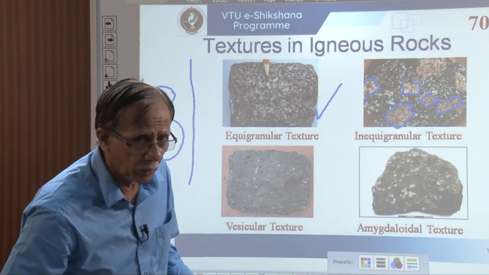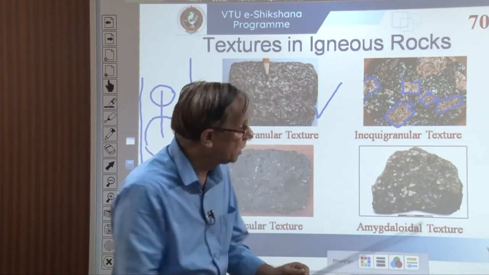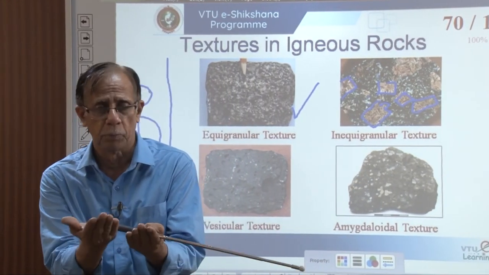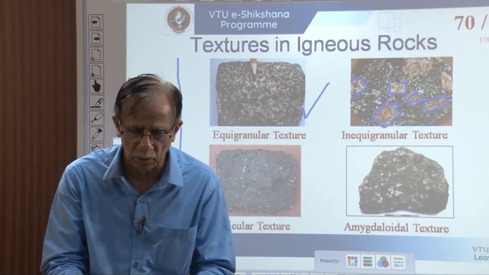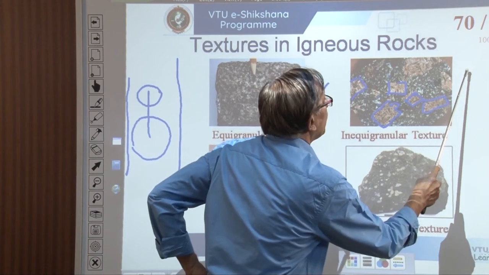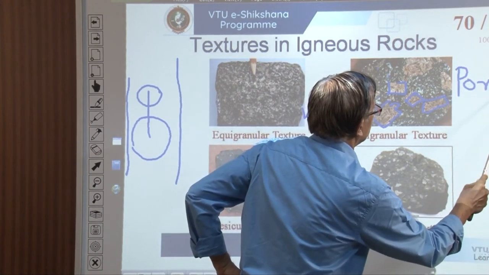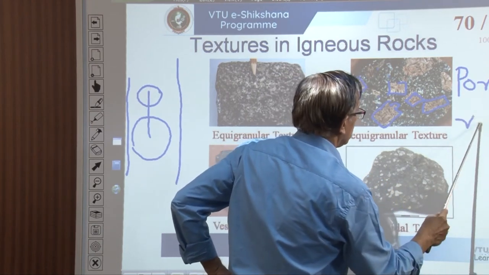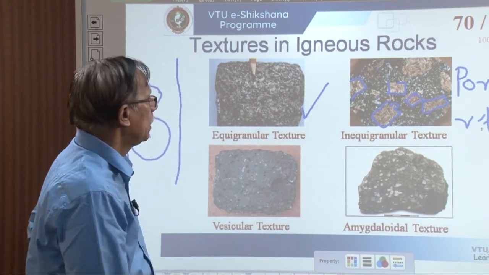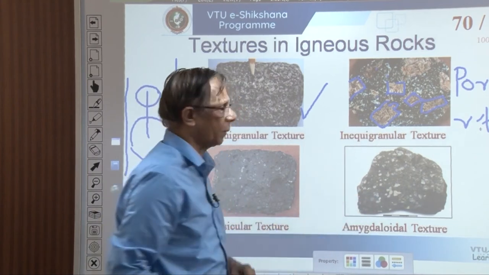Inequigranular means rocks composed of well-shaped larger crystals and irregular-shaped smaller crystals. It is a combination made up of both larger size as well as smaller size. This kind of texture we call porphyritic, P-O-R-P-H-Y-R-I-T-I-C. Porphyritic texture means inequigranular.